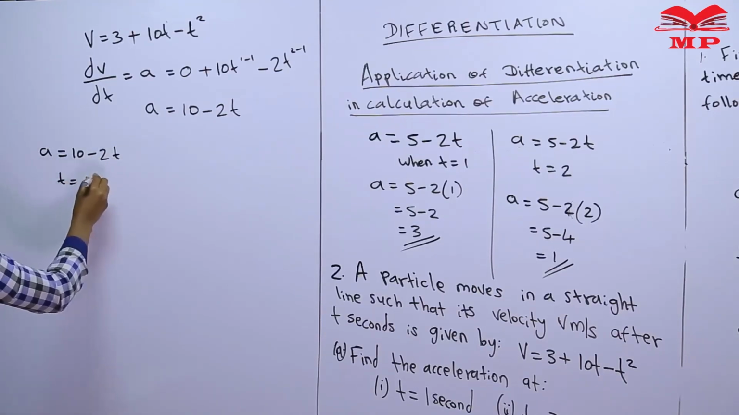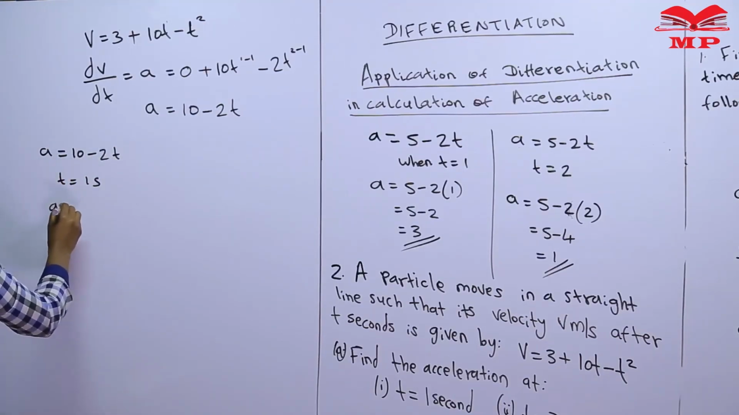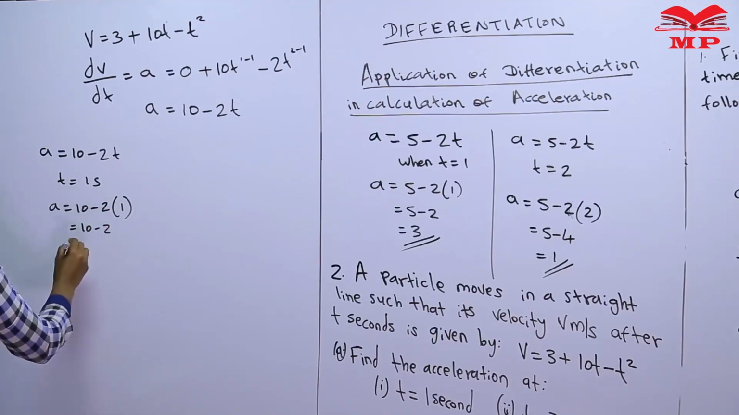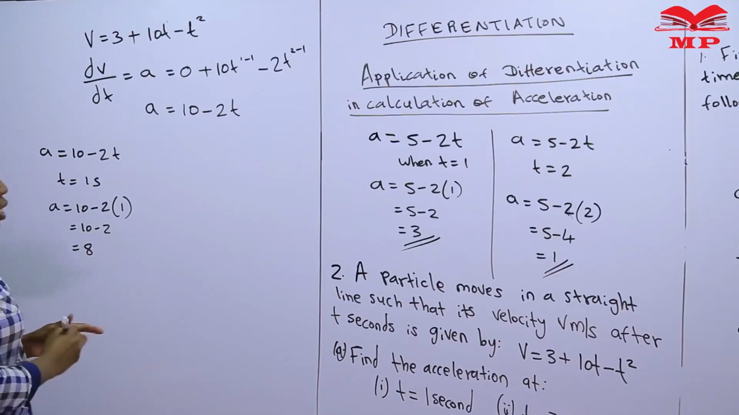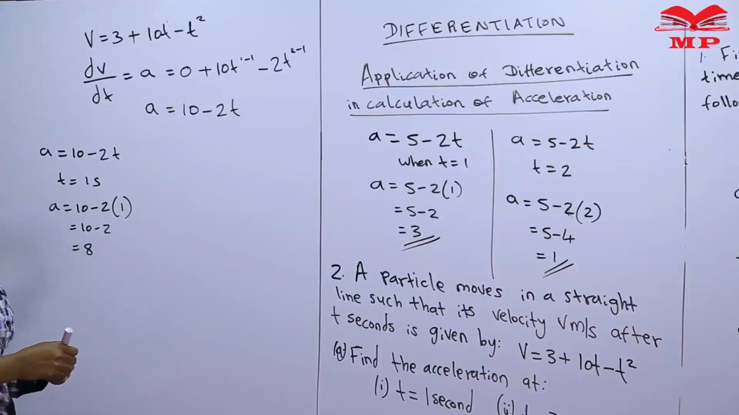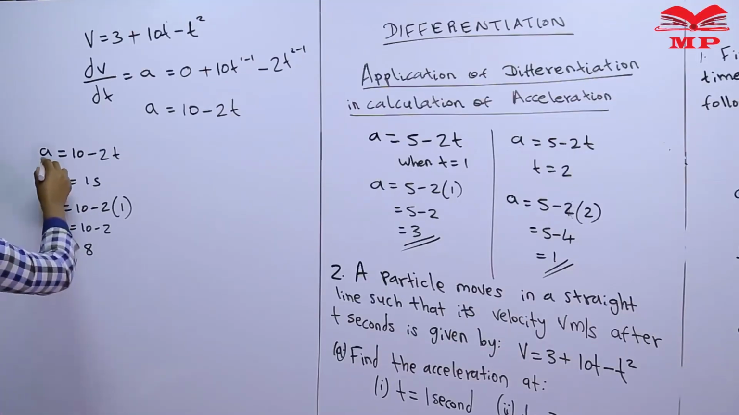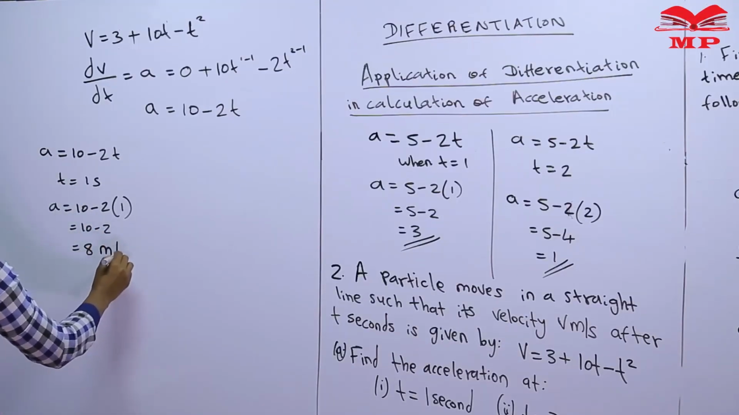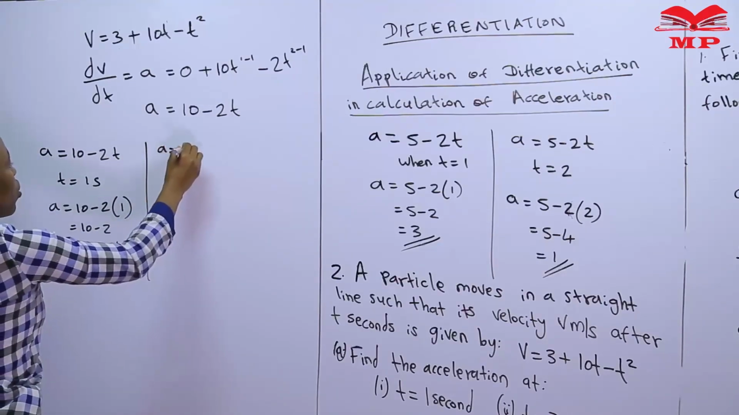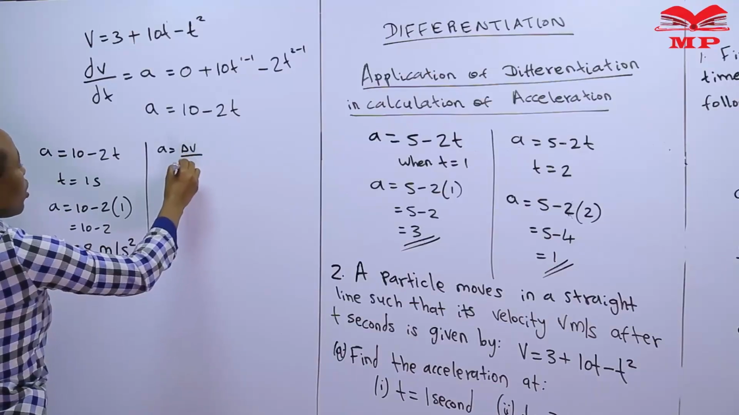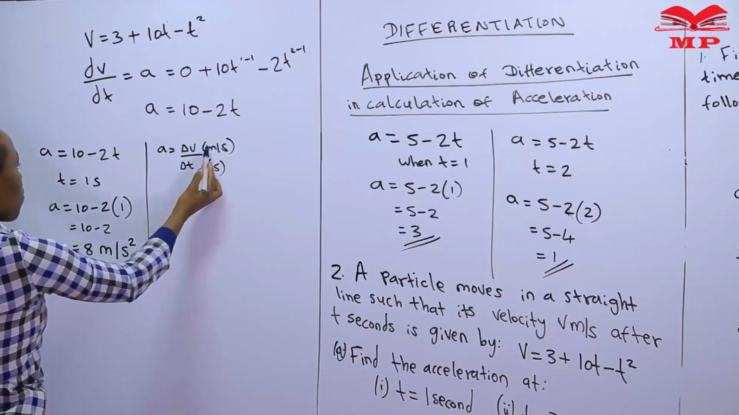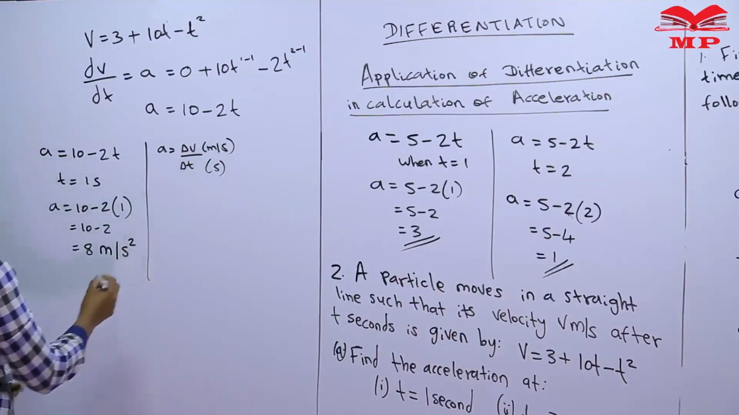So we have the equation a is equal to 10 minus 2t, and therefore when t is 1 second, we have our acceleration as 10 minus 2 times 1. So we have 10 minus 2, that is 8. And because in our case we have the units, velocity in meters per second and time in seconds, our unit for acceleration will be meters per square second. Because as we know, acceleration is change in velocity over change in time. Velocity is in meters per second, time is in seconds. So we have meters per square second.